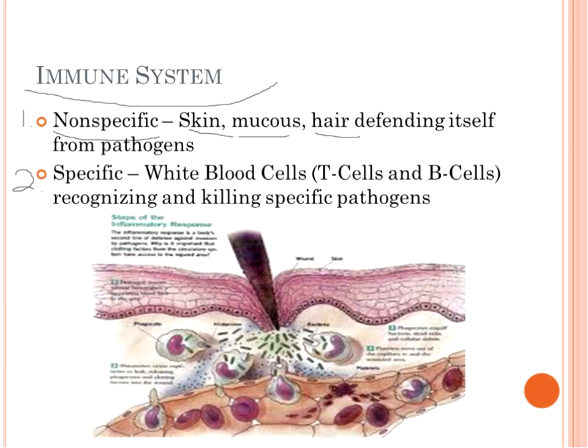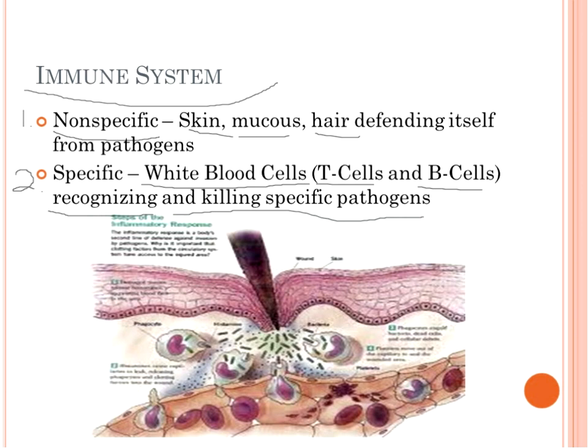Does your skin, mucus, or hair know what germ is trying to enter your body? No, it just blocks it. It just kills it in general. That's why it's non-specific. But specific are your white blood cells, your T cells and B cells, because they will not only recognize the pathogen, but kill it and remember how to kill it for the future.